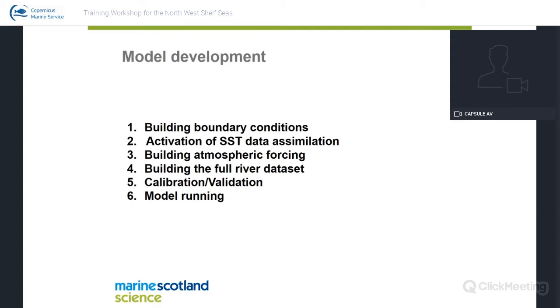These are the different stages of the project. The first step was to build boundary conditions. The next step was to set up the assimilation, then go on to building atmospheric forcing and freshwater forcing. The model was then calibrated and validated before being set running for the full 25 years. CMEMS products were used in 3 of these stages: generating the boundary conditions, the assimilation, and the calibration and validation.